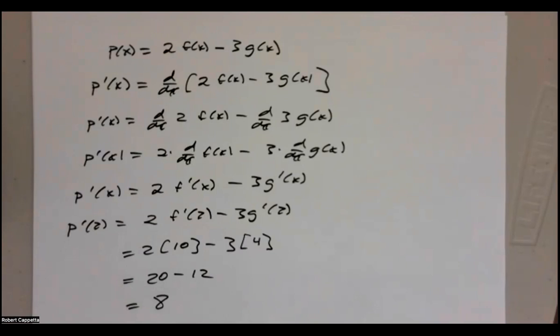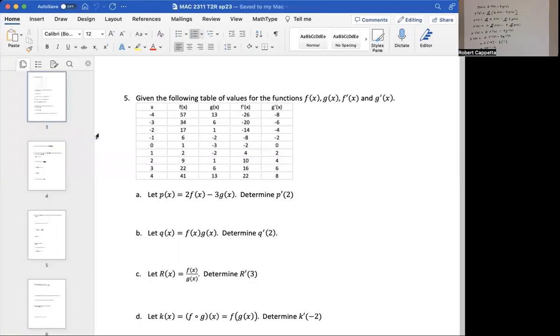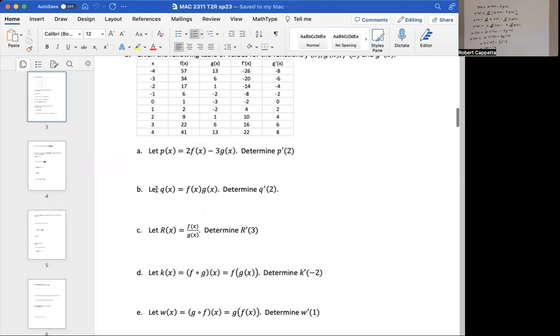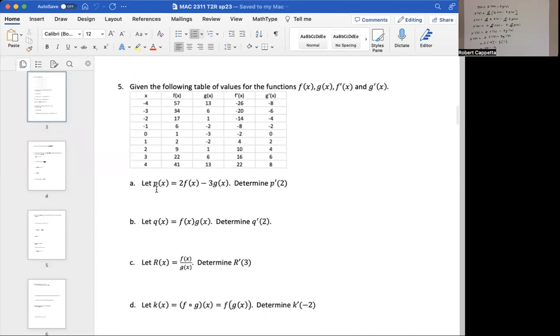All right, so let's take a look at our second question. What is that one going to say in this table? F times g of x. Q of x is f of x times g of x. I need the derivative, and that is going to require me to use the product rule. So Q of x is f of x times g of x. Now remember, the derivative of the product is not the product of the derivatives.